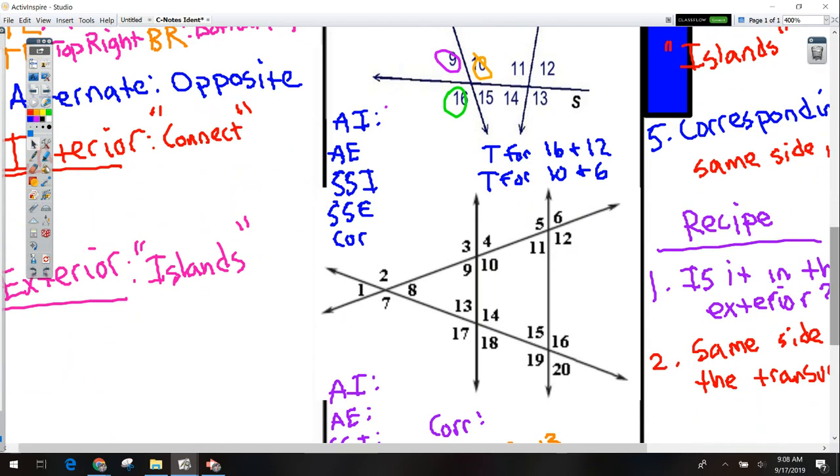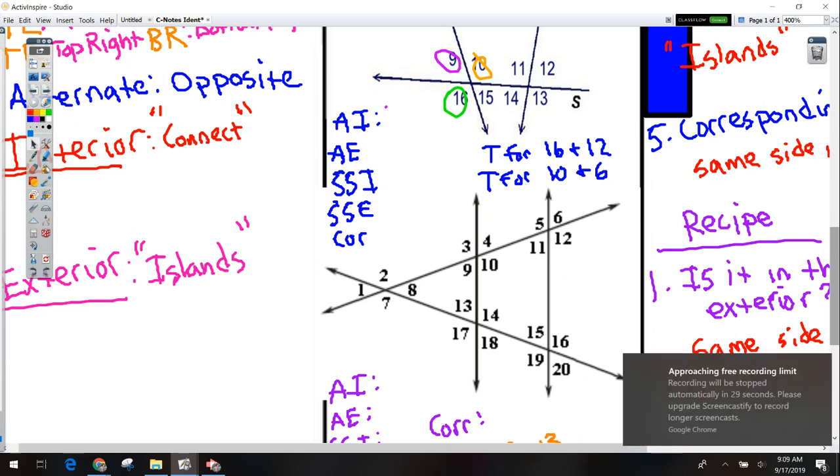So really it takes practice, guys. If you just stay with it, ask these questions. Are you on the interior? Are you on the exterior? Are they on the same side or on opposite sides of the transversal? Those are questions that will help you eliminate the wrong choices and pick the right one.